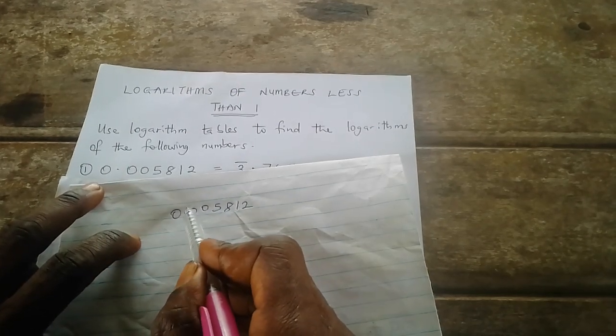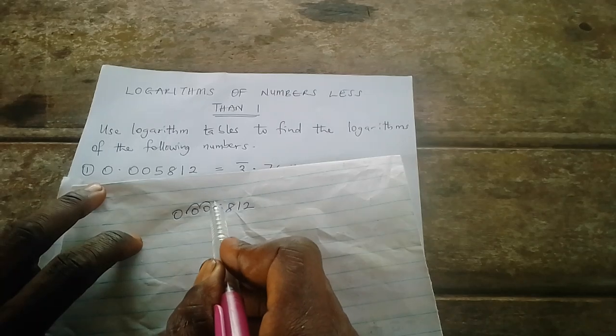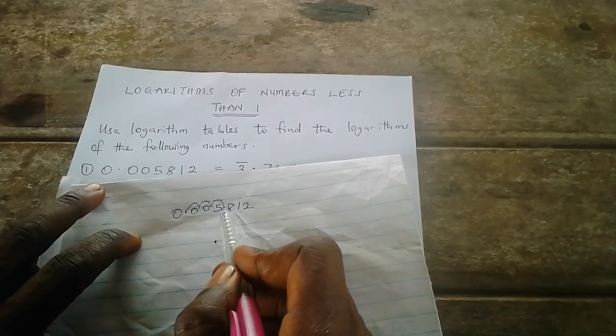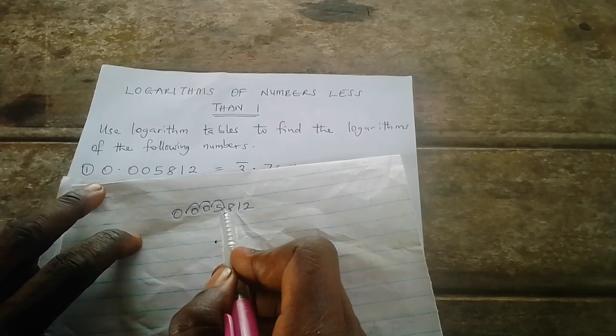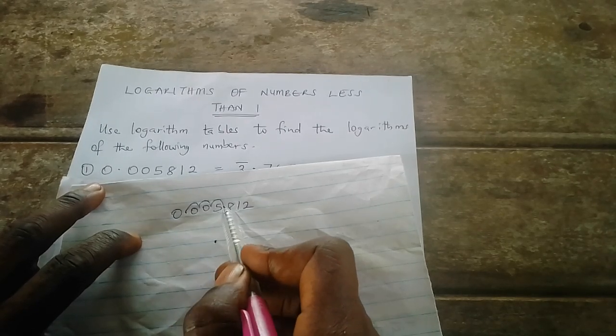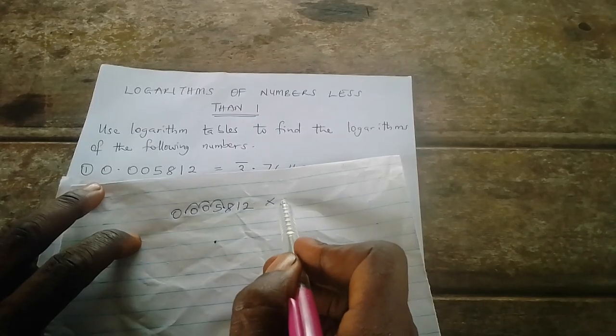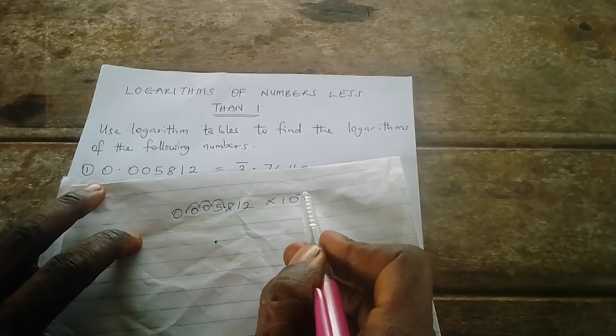If you move this: 1, 2, 3, you will be having 5.812. So you move it three times to make it a standard number. If you were to write it in standard form, you say times 10 raised to the power minus 3.